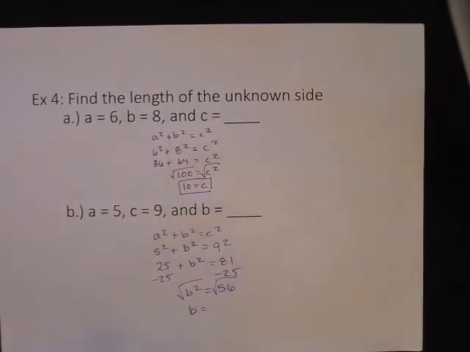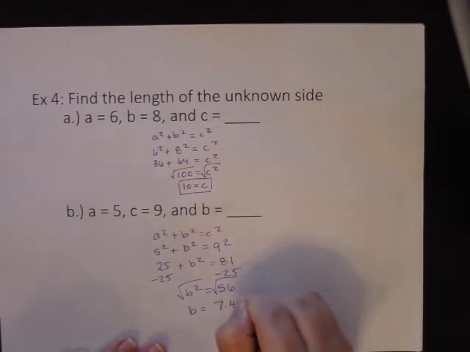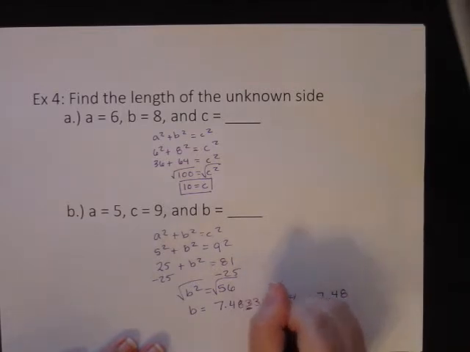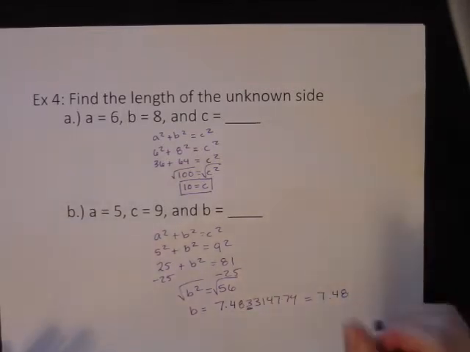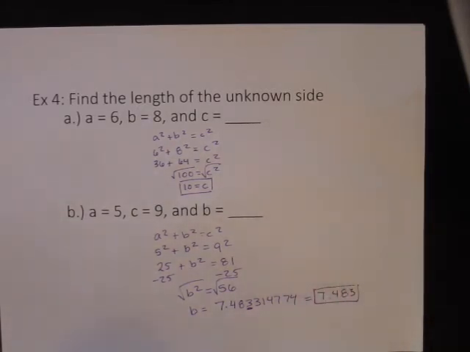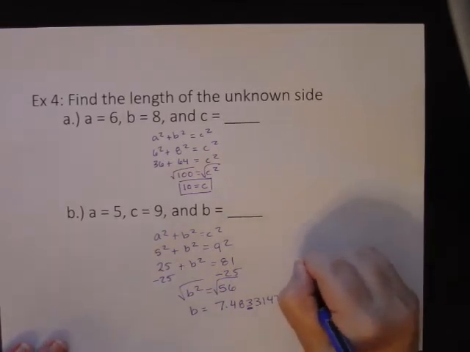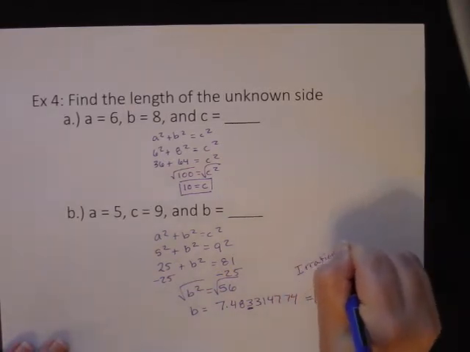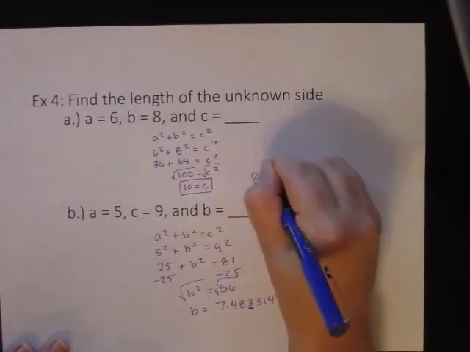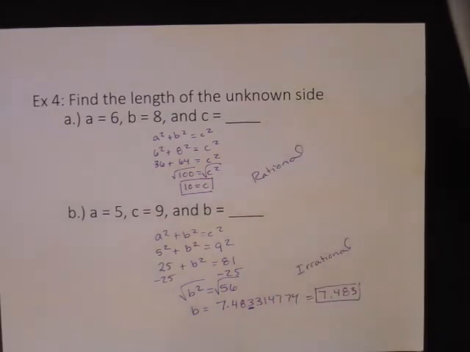Then I take the square root on both sides. And when I plug this into my calculator, I'm going to get an irrational number because it's going to be continuous. So I go 7.4833147774, which will be 7.48. Going 3 places past, that 3 makes it stay the same. So it's 7.483. Okay, this is an irrational number. And this right here is known as a rational or a perfect square. I would take either answer.